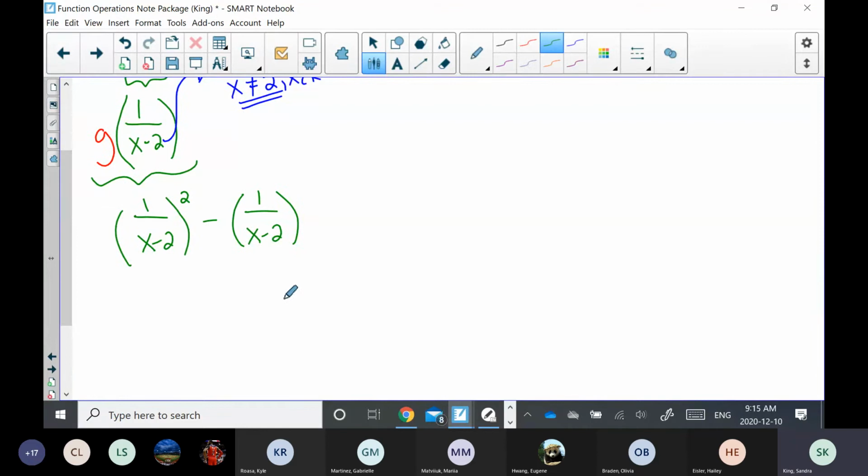Okay, we're going to clean this up. This square applies to the 1, and it applies to this binomial, which is x minus 2 squared. Minus, we've got a 1, and I've got that binomial. Okay. This is again going back to rationals.